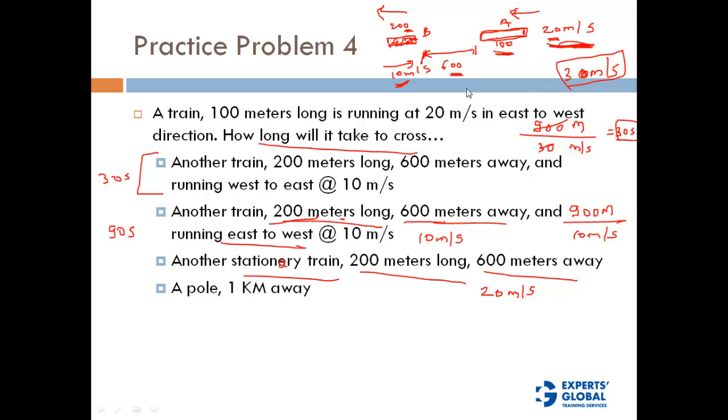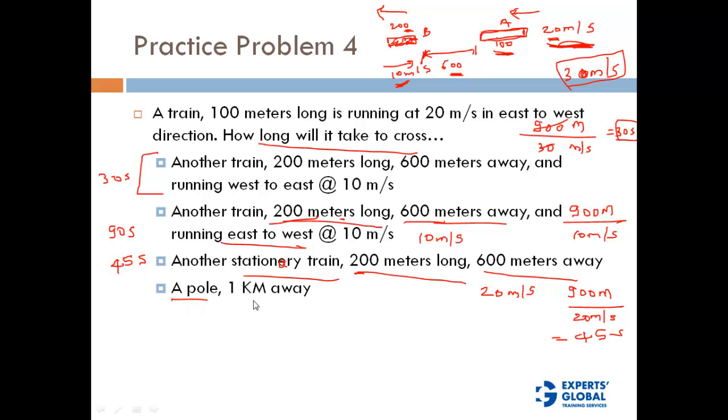So that is 20 meters per second is the effective speed. How much distance does this train now have to cover? It has to cover its own length, that is 100 meters, plus 600 meters, plus the length of the third train, that is again 900. 100 plus 200 plus 600, 900. So 900 meters divided by 20 meters per second, so that we get 45 seconds. 45 seconds is the answer here.